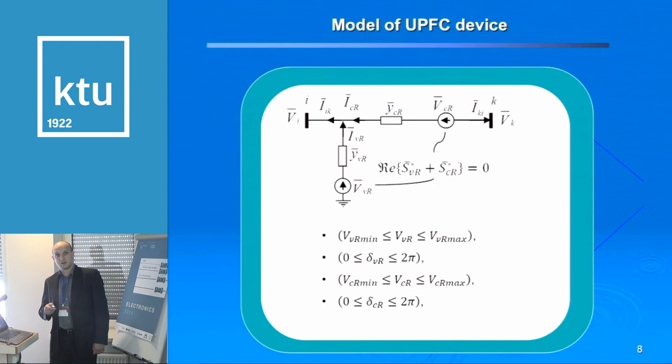By controlling this voltage, we can determine the power flow through the line. In our program, I can set this voltage and the phase of this voltage and determine the power flow, or I can set some power flow, active and reactive, and calculate the values of this phasor.